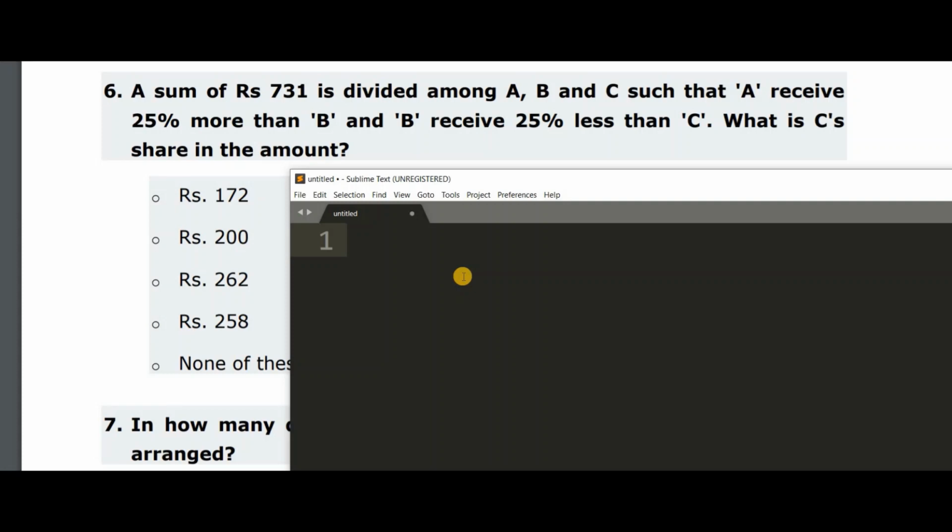So 731 is divided among A, B, C. So A plus B plus C equals 731. This is our first equation. And A receives 25% more than B. So A is equal to B plus 25 by 100 into B.